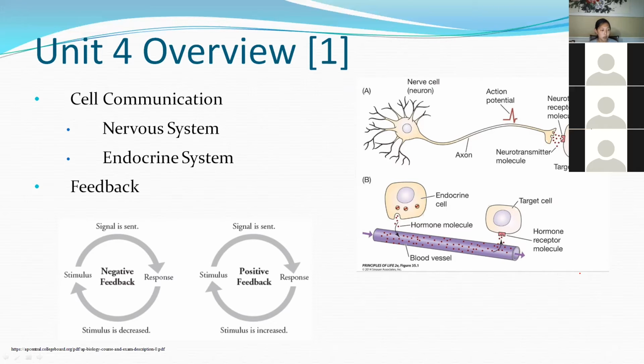For example, in blood sugar, if you eat something and your blood sugar rises, a signal is sent through your body, and then the response is to release insulin into your blood to decrease this high blood sugar level. So it lowers your blood sugar. Negative feedback loops are the most commonly found.